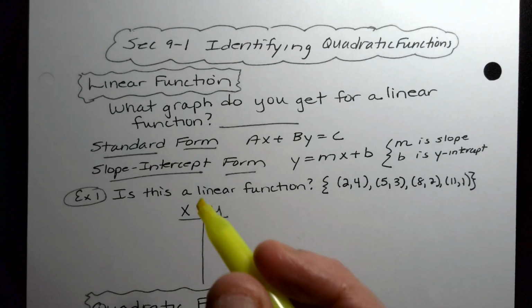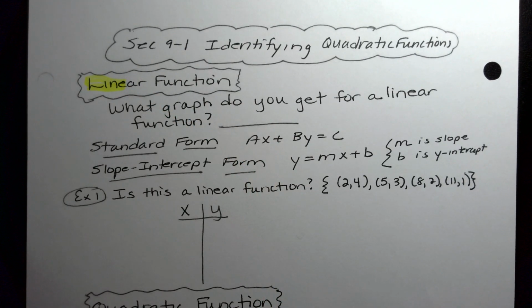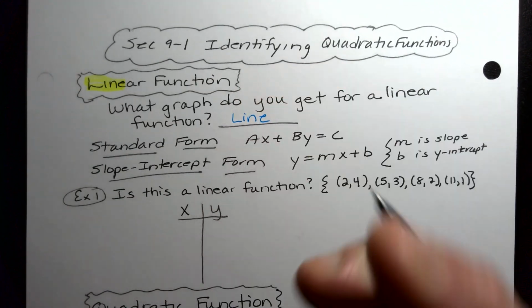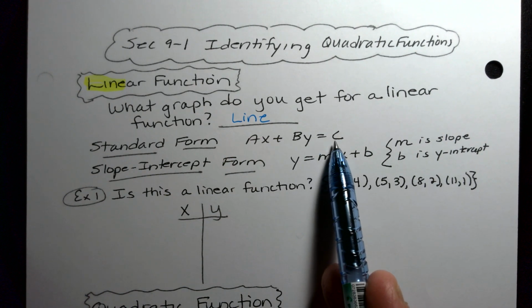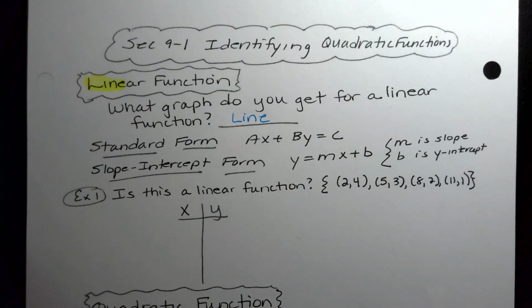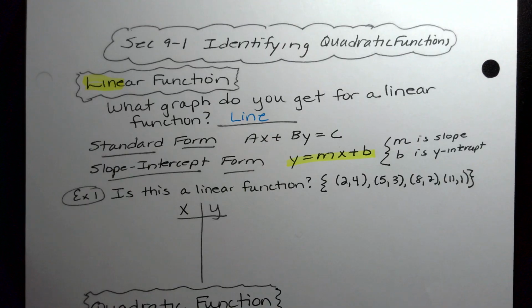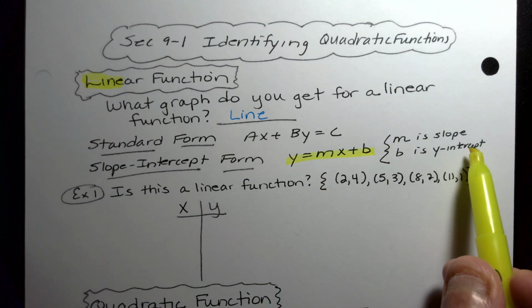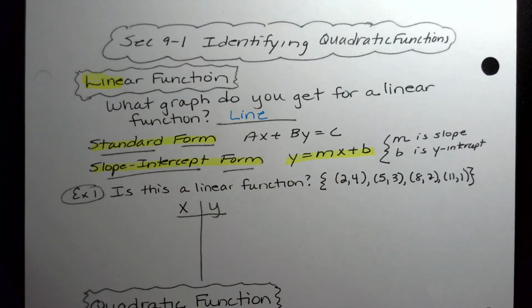I hope you said line. There's nothing else I've taught you. You get a line when you have a linear function. So the standard form for that is ax plus by equals c. But oftentimes we have been using y equals mx plus b, where m is our slope and b is our y-intercept. That is our slope-intercept form. This is our standard form.